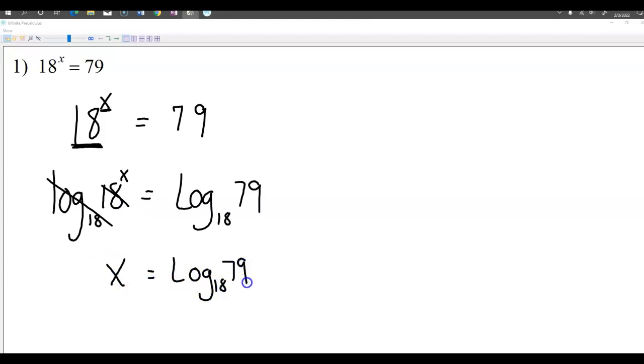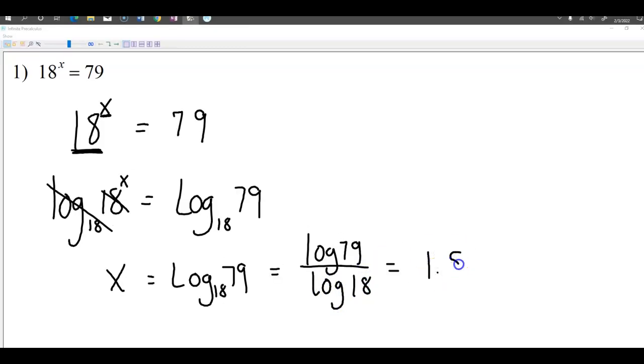And now all I have to do is use my change of base formula here to figure out what x equals. So I would have log 79 divided by log 18. And if we use a calculator, we will get 1.512. And that's it. So step 1, log both sides. Step 2, change of base.